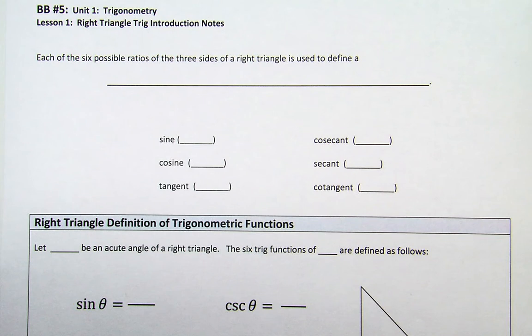Okay, so today we're going to talk about Blackboard assignment number 5, which is really your Unit 1, Lesson 1 notes. So we are now starting into our unit of trig, and we're going to start kind of small and kind of review some right triangle trig that you probably had a couple years ago in geometry. So some of this may sound familiar, but it's used just to make sure that we're all on the same page as we move forward through Unit 1.